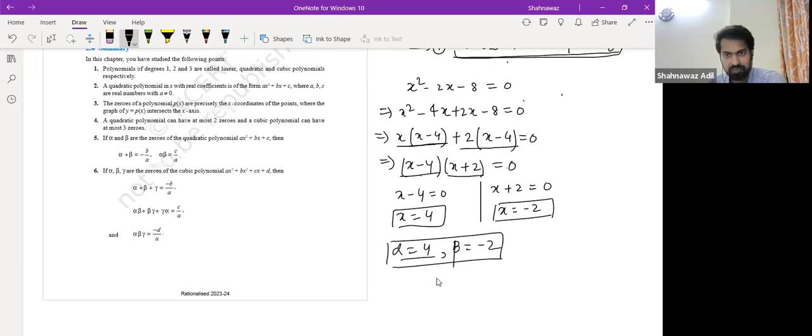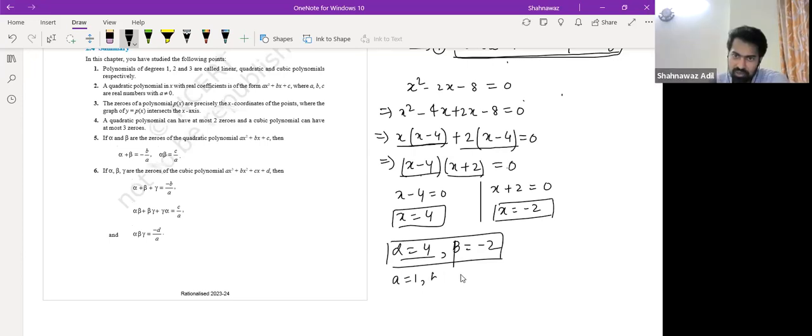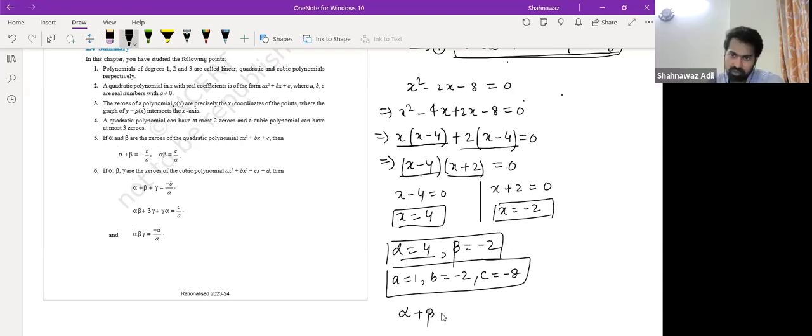And a is 1, b is minus 2, and c is minus 8. Right, Rifa? Yes, correct. Then we have to verify. Alpha plus beta equals minus b by a, which is minus of minus 2 by 1, and alpha into beta equals plus c by a, which is minus 8 by 1.